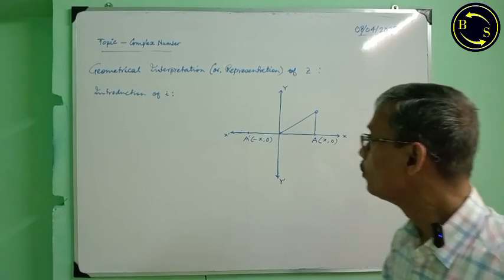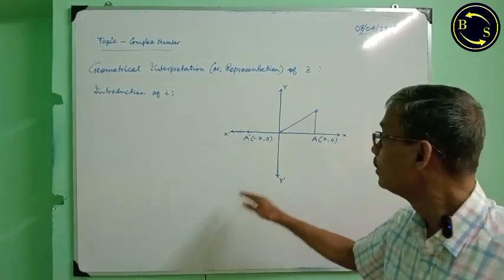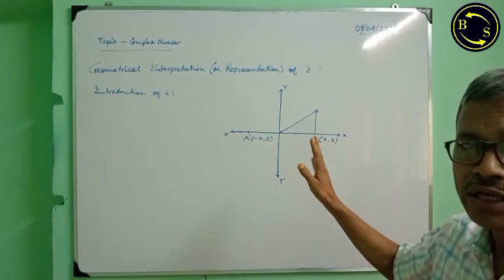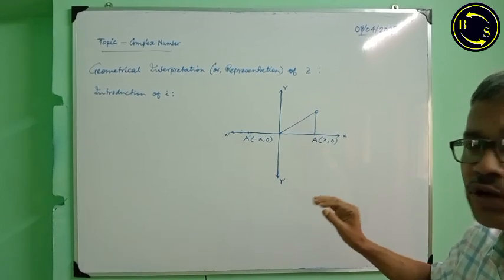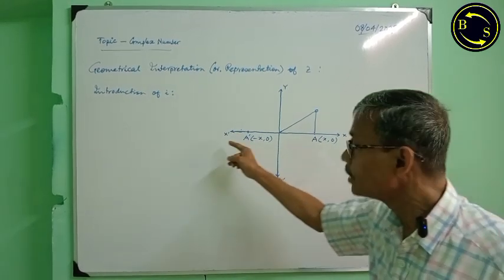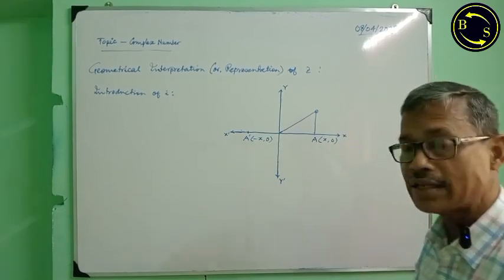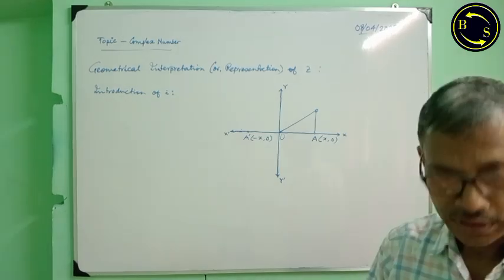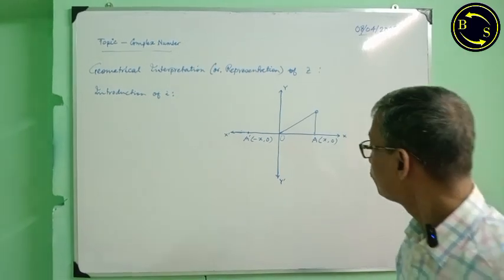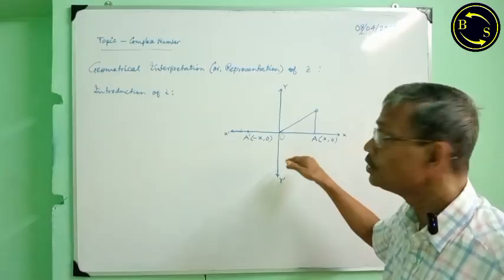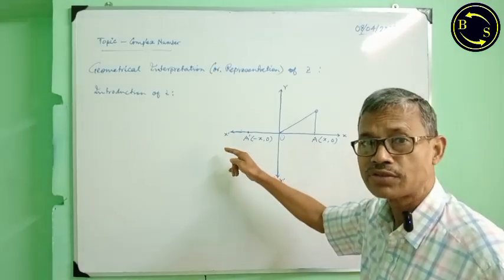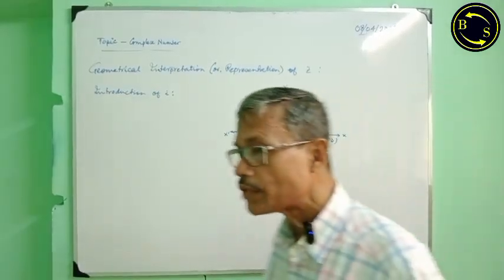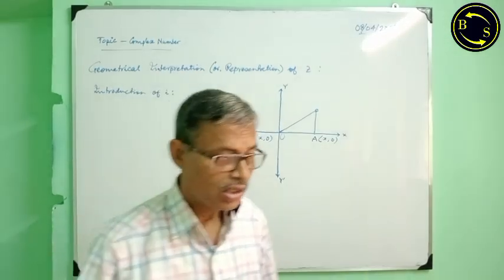For that, first I take the principal axis, the so-called principal axis, that is the x-axis and the y-axis. And students, you already know that x'Ox, called the real axis, and yOy', which is perpendicular to x', is the y-axis. This is the concept of real numbers.